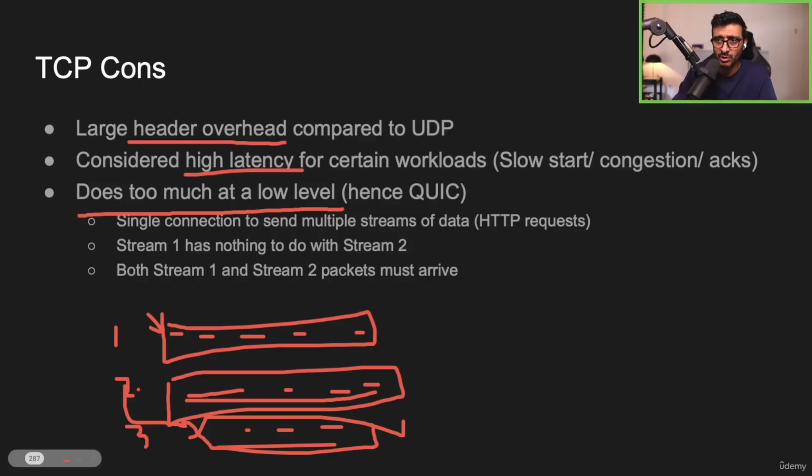But that's not how TCP works. If you send 1, 2, 3, and these have a collection of segments, and 3 arrives first, the kernel will say, wait a minute, what happened to 2 and 1? What happened to the rest of the stuff? It will block, it will wait, and it will not acknowledge anything.